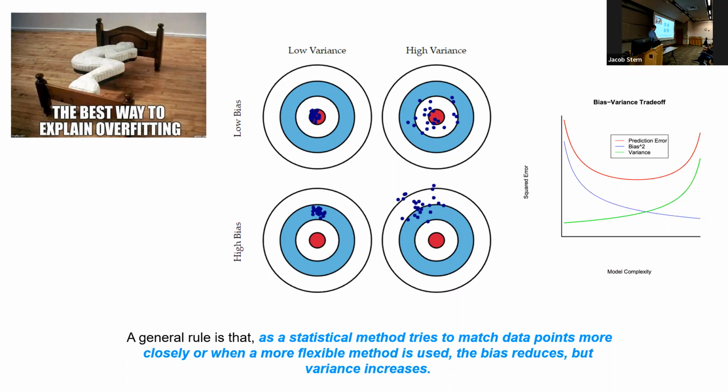Yeah. And in general, and this is why this is so applicable to neural networks, as a method tries to match more data points more closely, or as you increase the parameters of your model or use a more flexible method, we're able to reduce the bias or our training loss, but increase our variance, resulting in increasing our test loss.